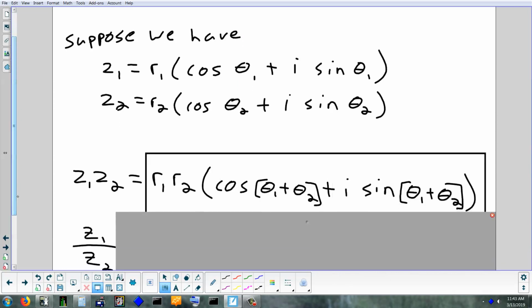And that's it. Multiply the two radii, add the two angles. And that takes the place of all the stuff we just did. It's a much easier calculation. But the trick is your numbers have to already be in trig form.